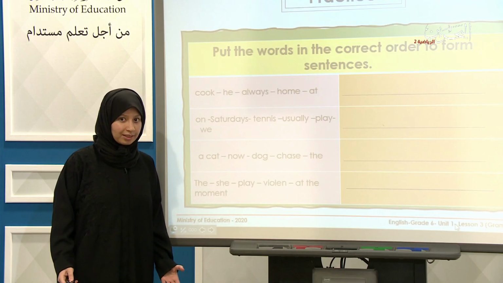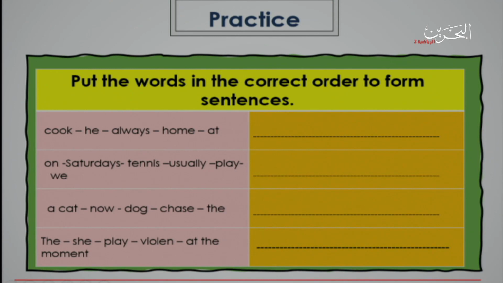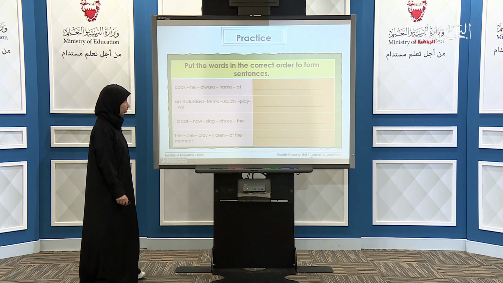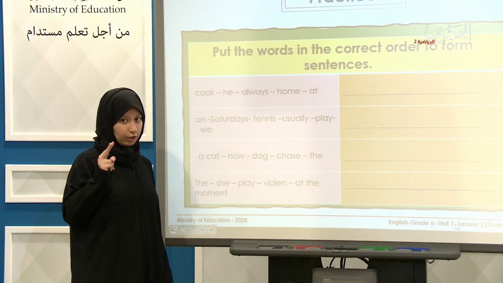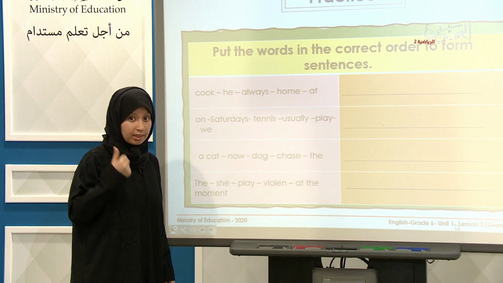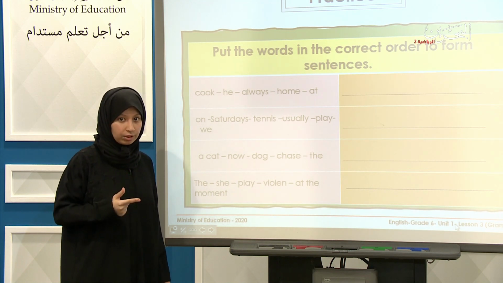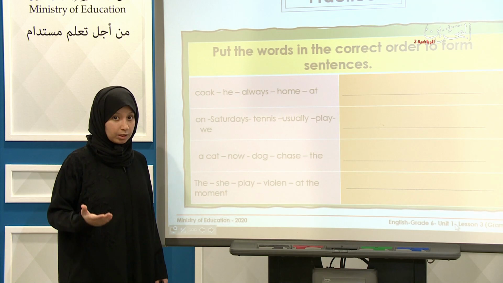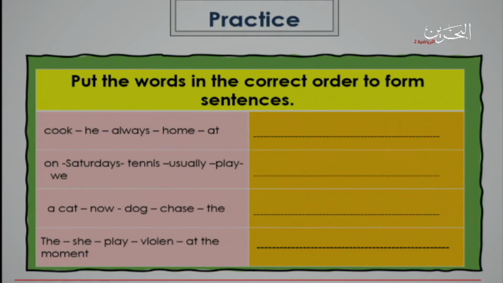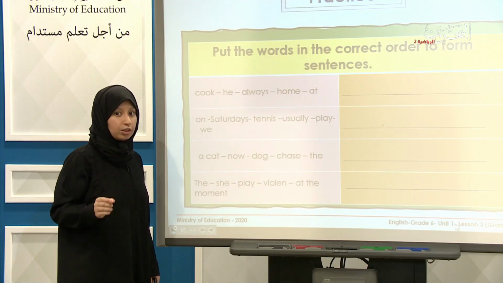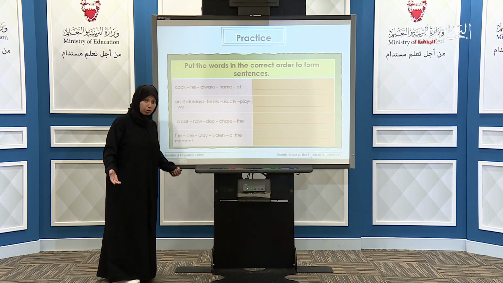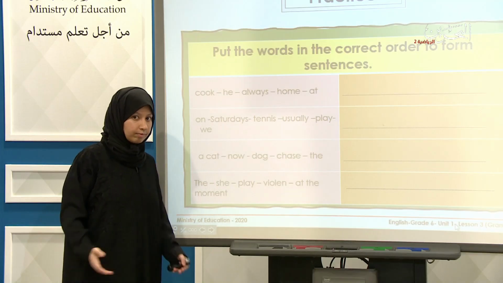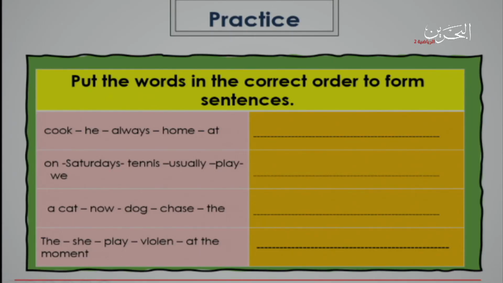It's time to do some practice. Put the words in the correct order to form sentences. Remember that we have just learned two forms. We have learned the present simple tense and the present continuous. According to the time expression which is available in the sentence, you need to decide which tense you're going to use. Is it the present simple or is it the present continuous? You have got 5 minutes to do this exercise.